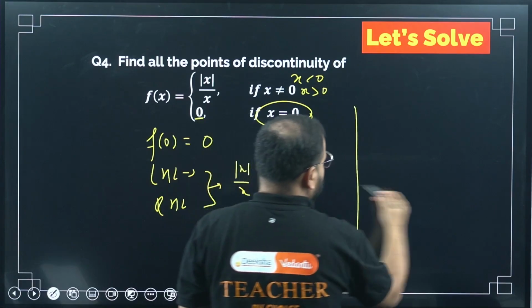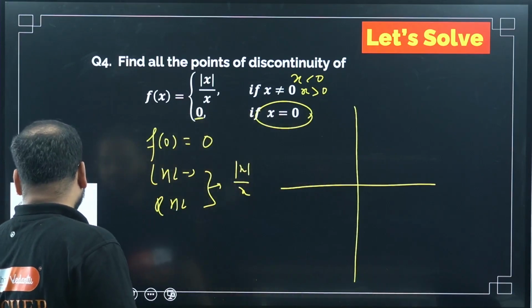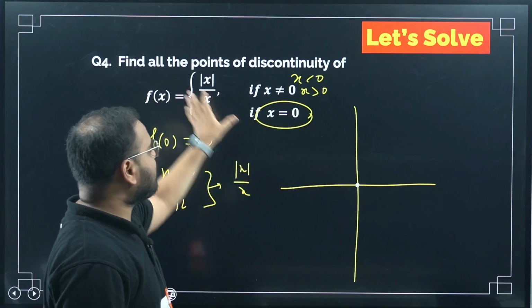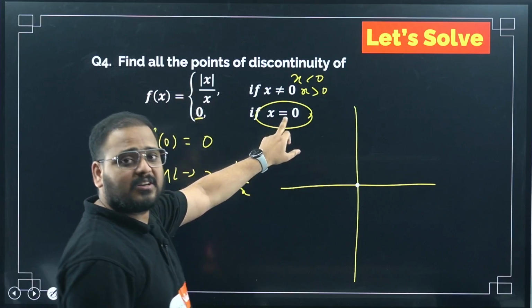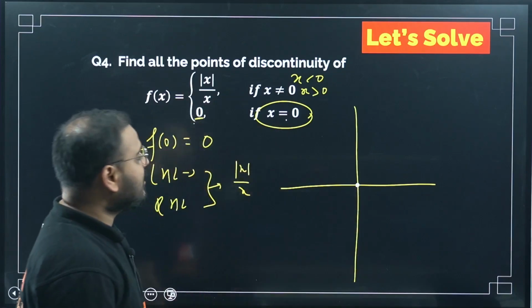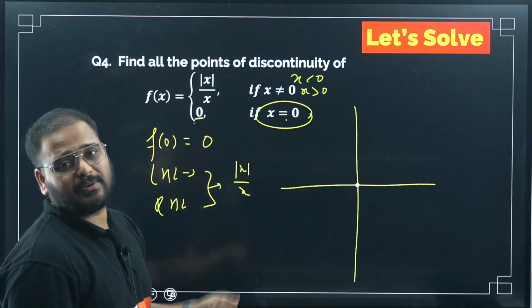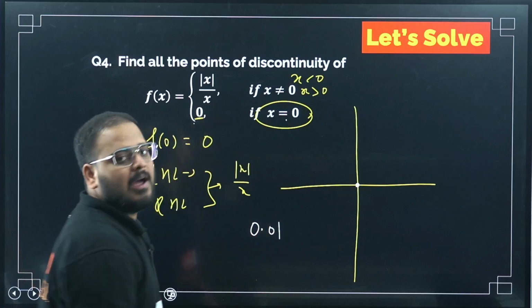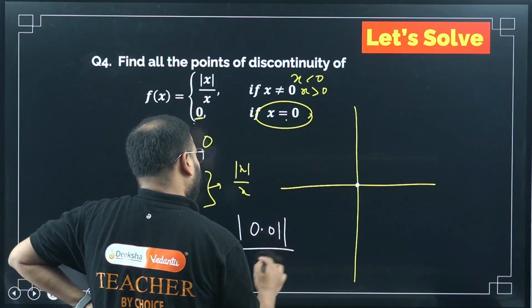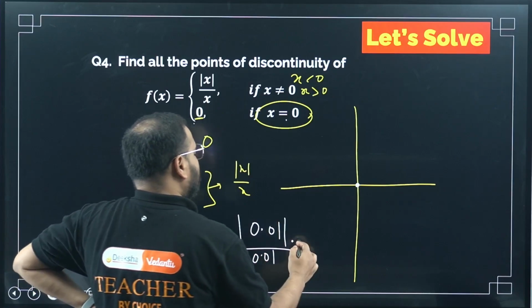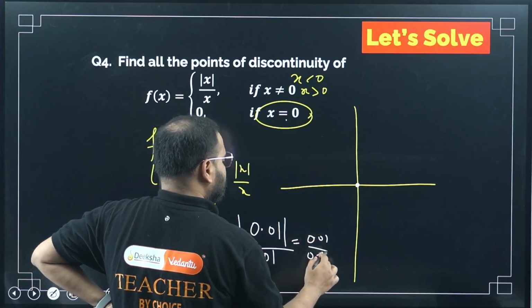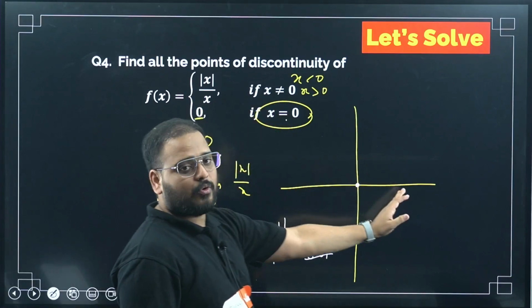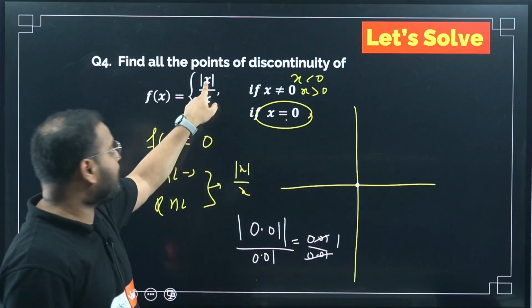It is such a function. So at x equals 0, what is the graph? Over here. I'm drawing the graph of the function. At x equals 0, the value is 0, so I put it here. Now tell me, if I take x equals any positive number, let's say 0.01, I have to apply mod and divide by 0.01. How much is that? Simply 1. Same way if I take any number on the right side of 0, this will be positive, this will be positive again.